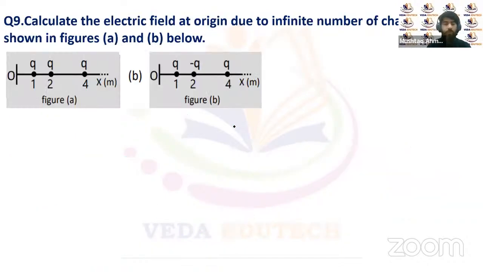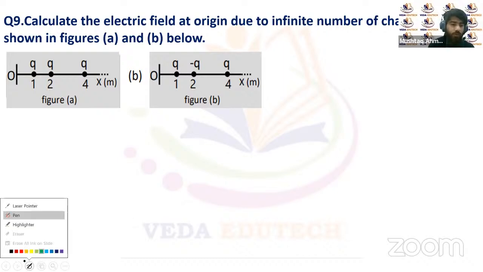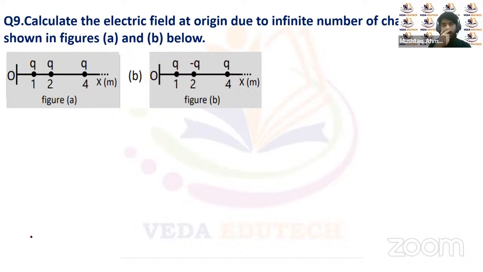Now let's move on to question number 9. According to the question, calculate the electric field at the origin due to an infinite number of charges as shown in figures A and B. We have two figures here. We have to calculate the net electric field at the origin because of this infinite charge distribution.